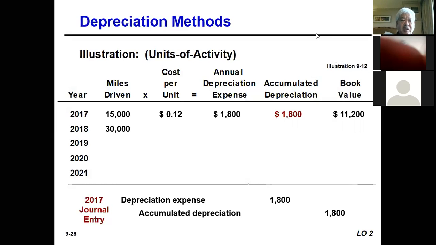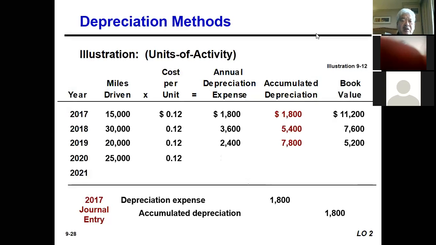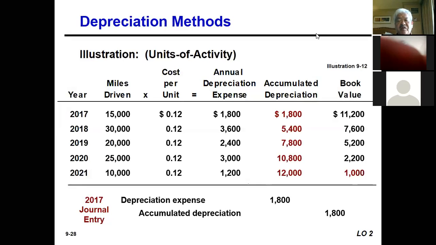Those are the two most critical numbers that we have to journalize. Now, notice in 2018, we now drive the vehicle 30,000 miles. 2019, 20,000 miles. And basically, we see that we are capturing the expense per mile based on 100,000 miles total usage to measure our depreciation using these units of activity. And at the end, we've used up 100,000 miles and we have used up the $12,000 and we have the $1,000 residual.